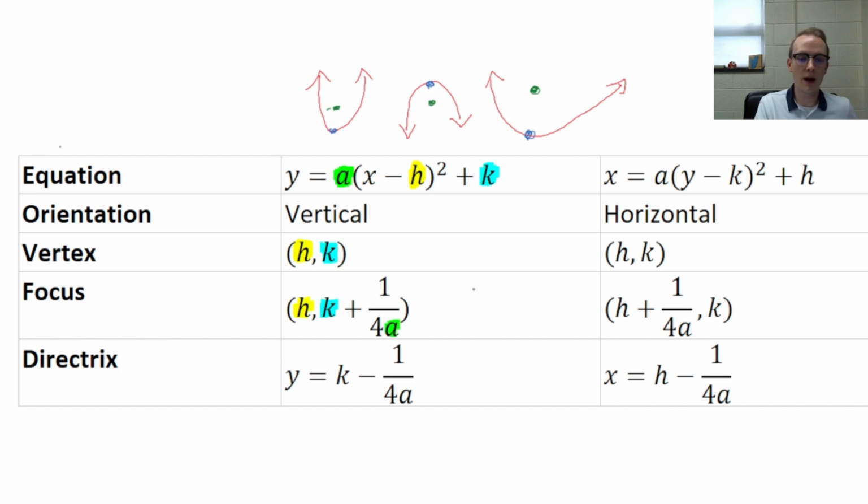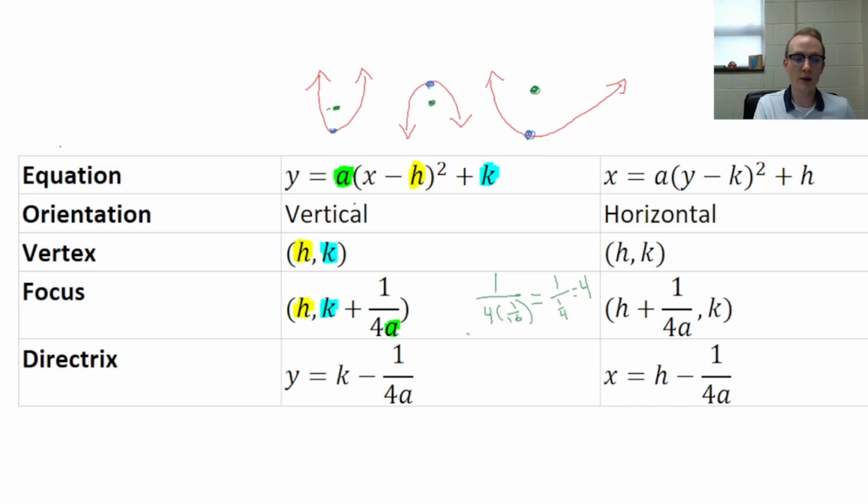If our a value were 1 over 16, that would be 1 over 4 times 1 over 16. And 4 times 1 over 16 is just 1 over 4. So that'd be 1 over 1 over 4. And how many times does 1/4 go into 1? That would be 4. So that means our focus is 4 units, in this case above our vertex. Because a was 1 over 16, that makes the denominator smaller, which is going to make this entire value 1 over 4a bigger and move the focus farther away from the vertex.